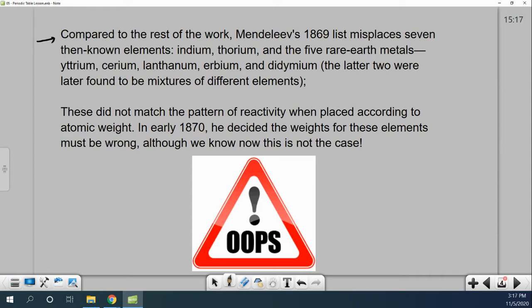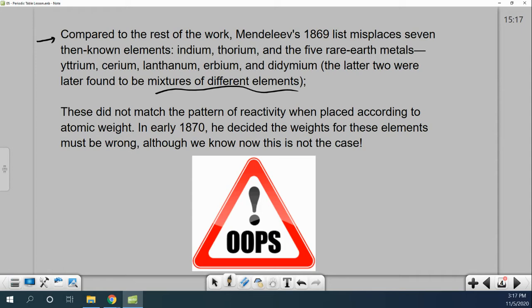And the latter 2 are actually later found to not even be elements. They're mixtures of different elements. Those didn't match the pattern of reactivity when he put them according to atomic weight. So there was a number of weights that just didn't fit. So if he put them where they belonged according to weight, his table didn't work.